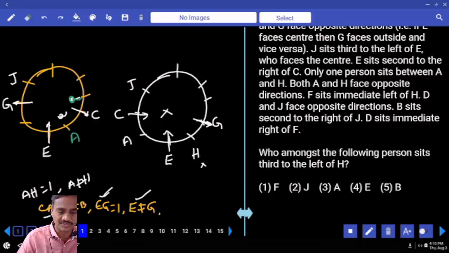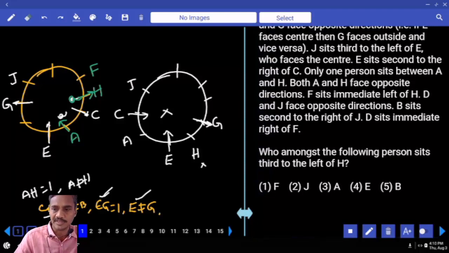Now if A is here, A and C are adjacent, that is fine. And one person between A and H, and F sits to the immediate left of H. H is here, F is here. F is to the immediate left of H, so H must be away from the center. A and H are not facing the same direction. Now H is away, hence A must be towards the center.